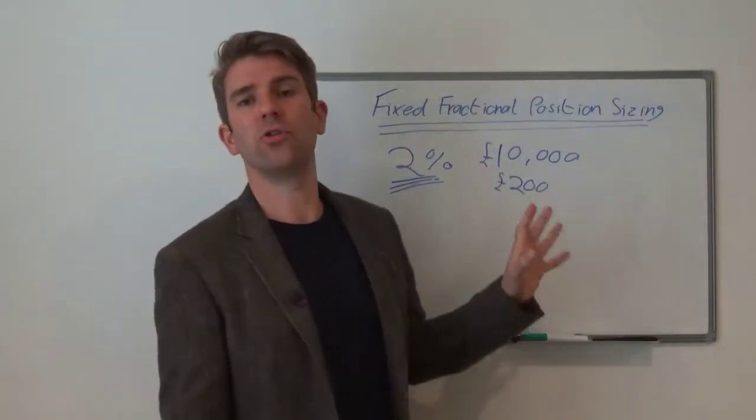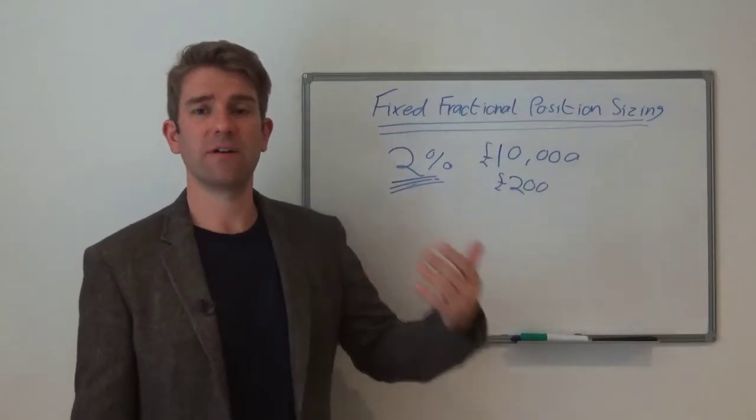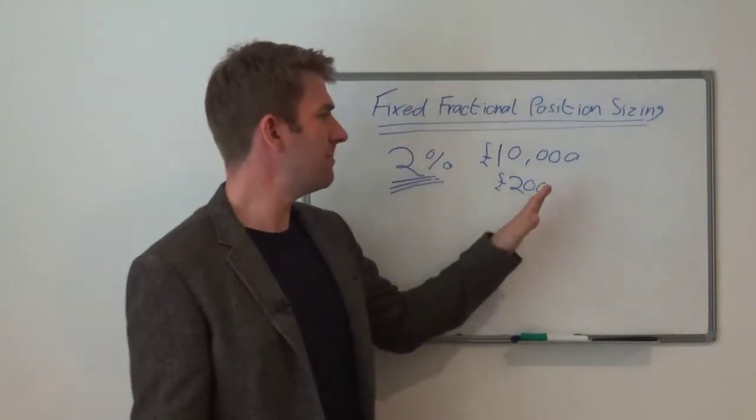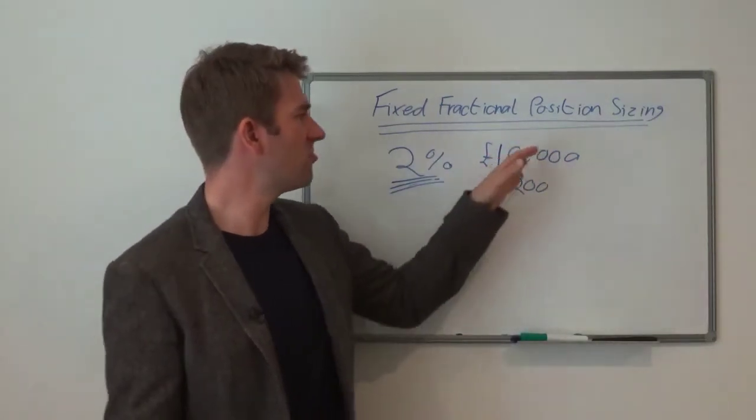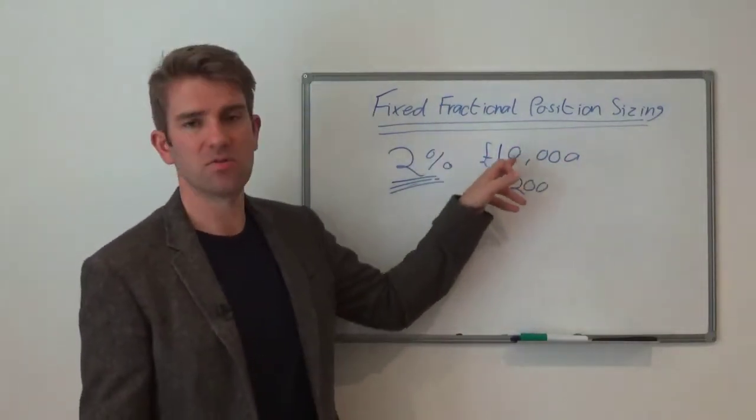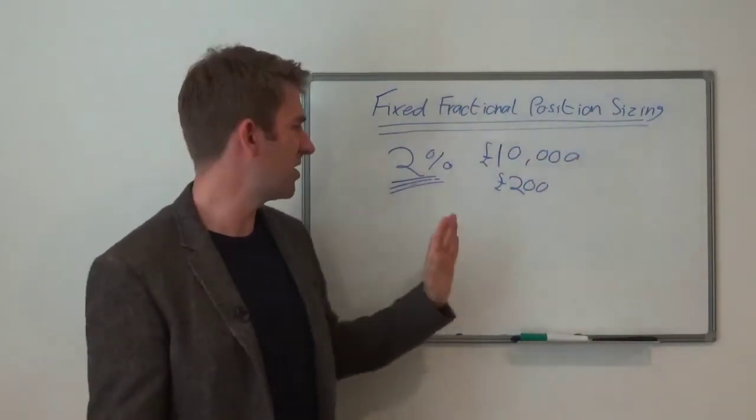I mean, one thing you could do is you could use this as a base, as a foundation. Say, listen, I'm going to use 2%, but then maybe you ratchet it down to a smaller position size within a range. So let's say 10% either side of that, so 9 to 11,000, you stick at your 200.